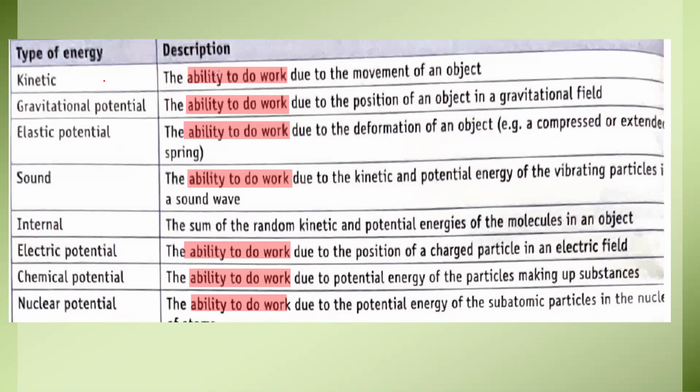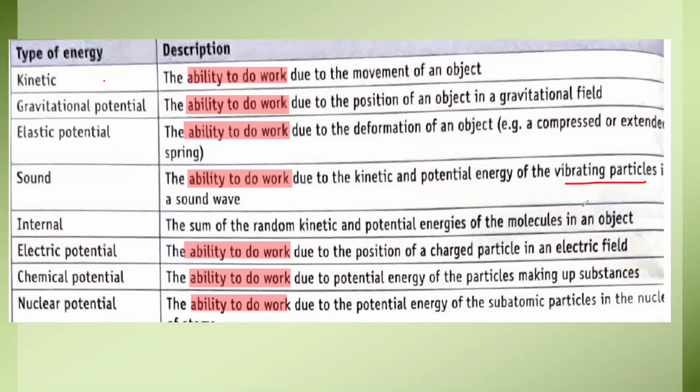Gravitational potential energy is the ability to do work due to the position in the gravitational field. If we change the height, the position in the gravitational field, we call that work done gravitational potential energy. Elastic potential energy is when we apply force and deform the object, like compressing or stretching it. Sound energy is the ability to do work for the particles which have kinetic and potential energy, like vibration of the particles. We call that sound energy.